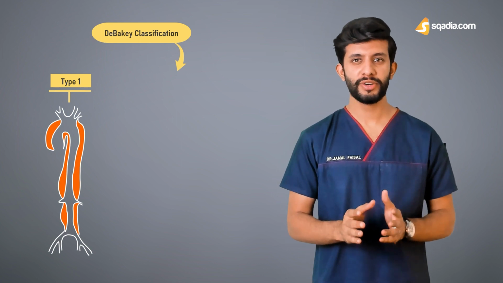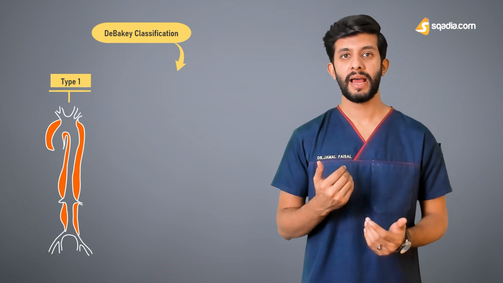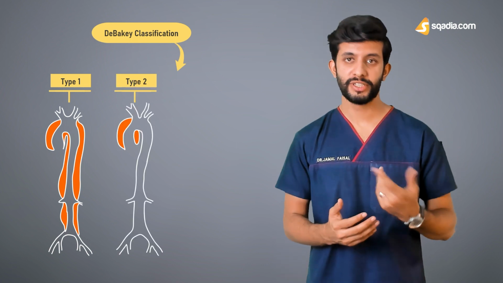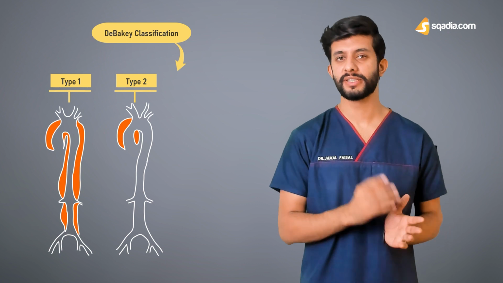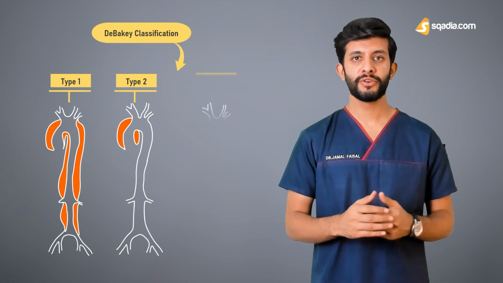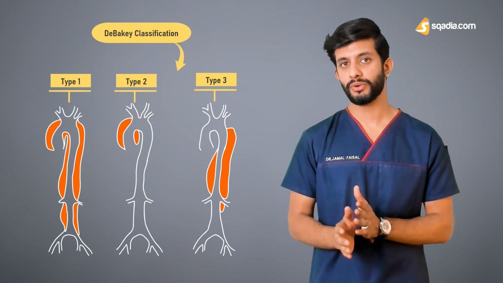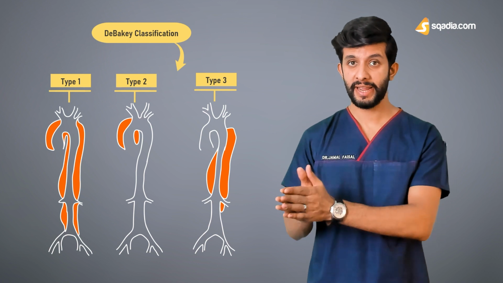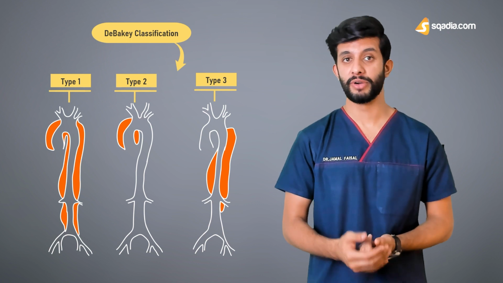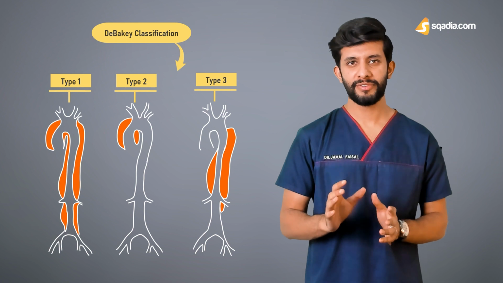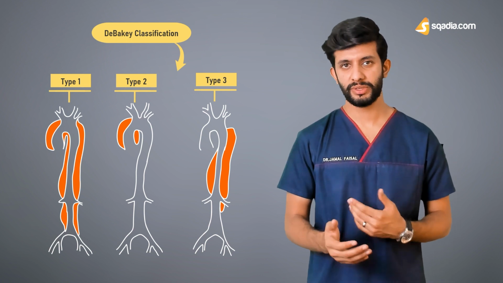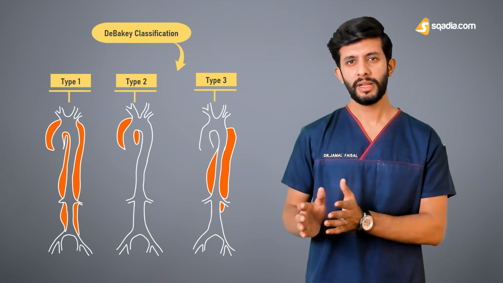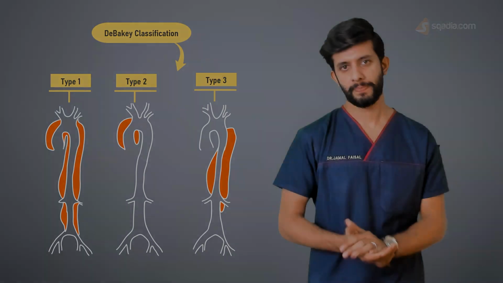So type 1 originates in the ascending aorta and extends to at least the aortic arch, whereas type 2 originates in and is limited to just the ascending aorta. And then type 3 begins in the descending aorta, but extends distally above the diaphragm in type 3A or below the diaphragm in type 3B. Now that we have an idea of how an acute aortic dissection is classified and the basic principles behind it, we're going to move on to the clinical features.